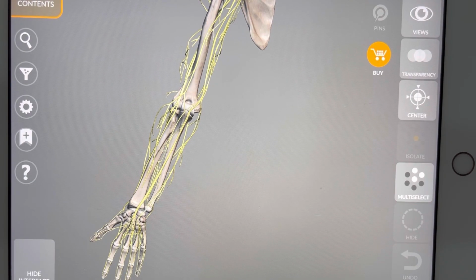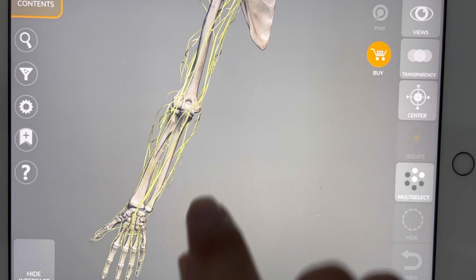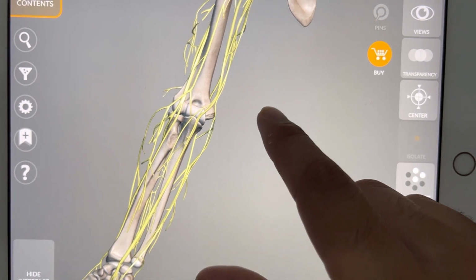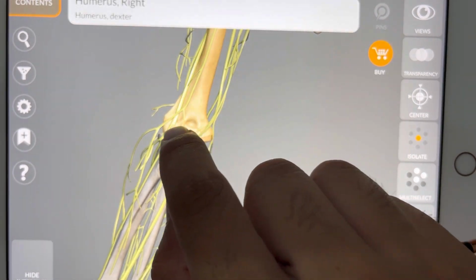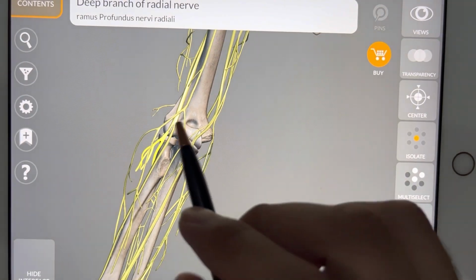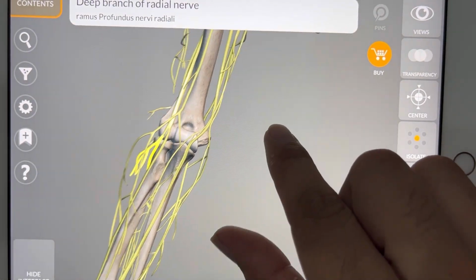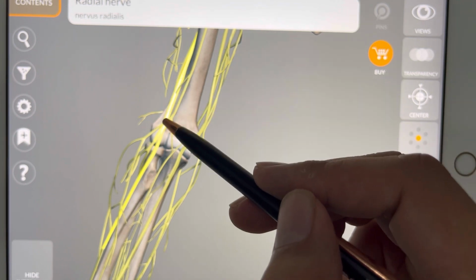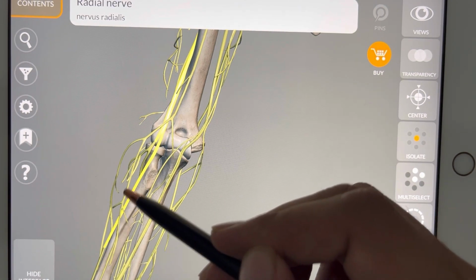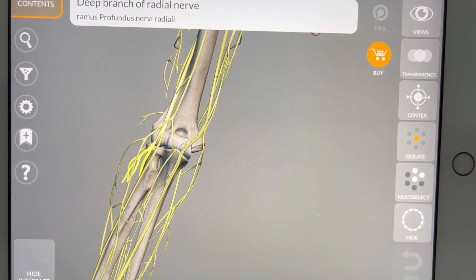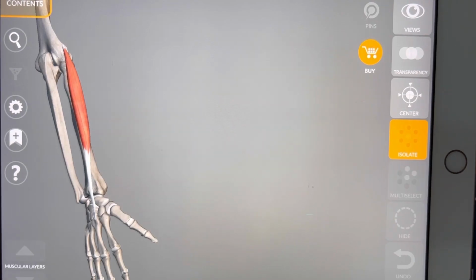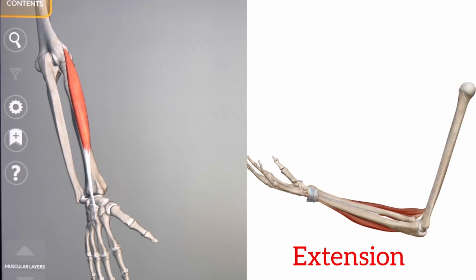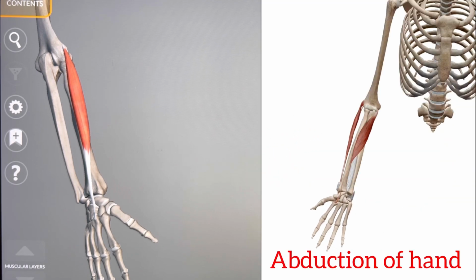Now moving toward the innervation of the extensor carpi radialis brevis muscle. This muscle is innervated by the deep branch of the radial nerve. The deep branch of the radial nerve is a branch of the radial nerve. The radial nerve divides into the superficial branch and the deep branch. Now moving toward the action of the muscle: it plays an important role in the extension and abduction of the hand at the wrist joint.